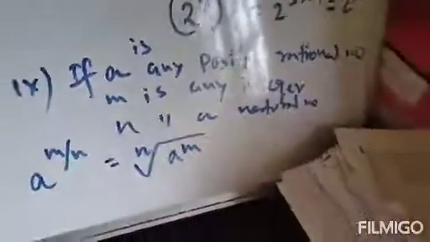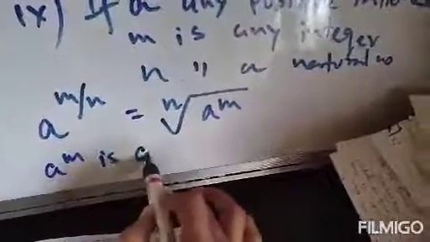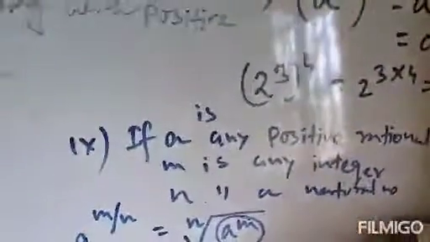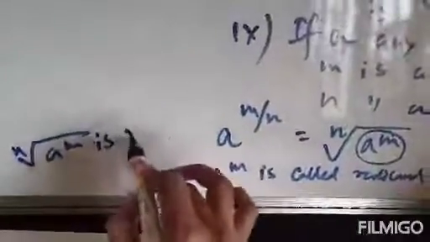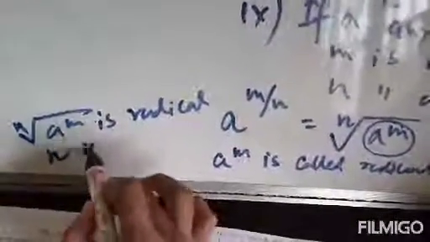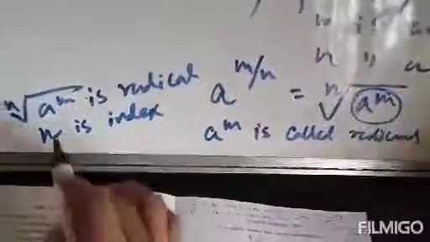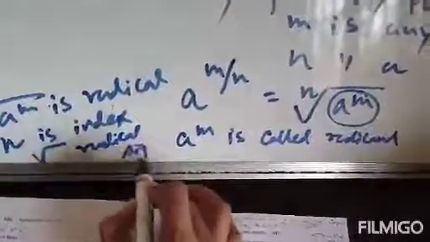A to the power m by n will be the nth root of a to the power m, that is n root a to the power m, with the radical sign, like this. Clear? Here a to the power m is called the radicand, and the whole form, n root a to the power m, is called the radical. Small n is called the index, and this sign is called the radical sign.